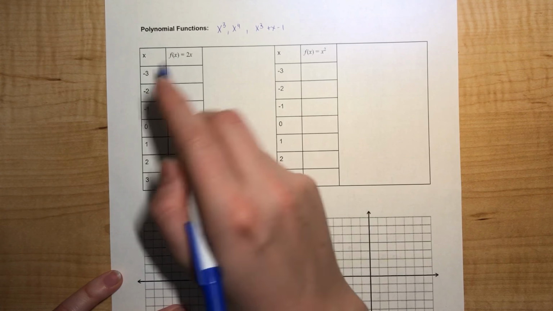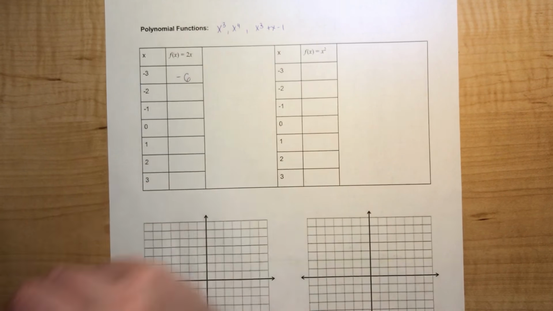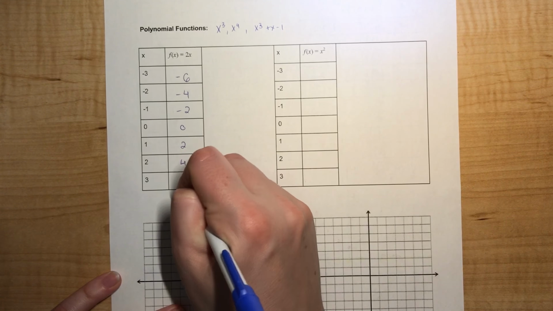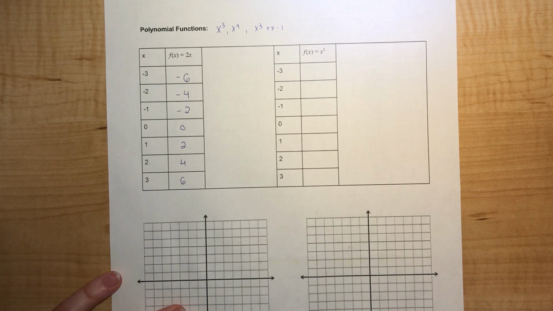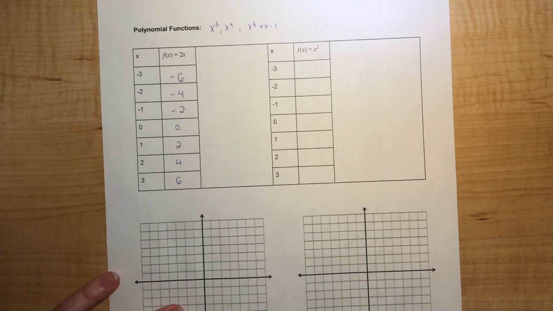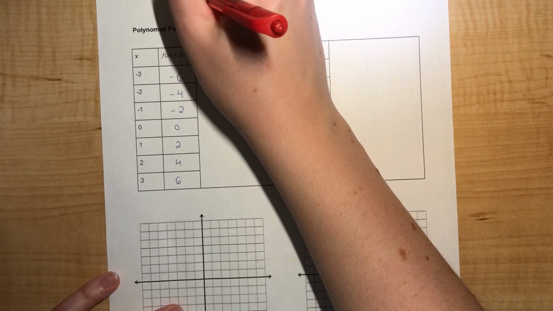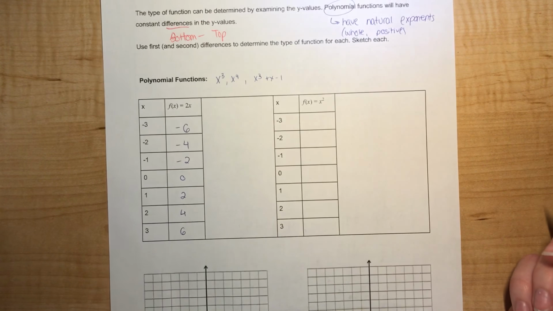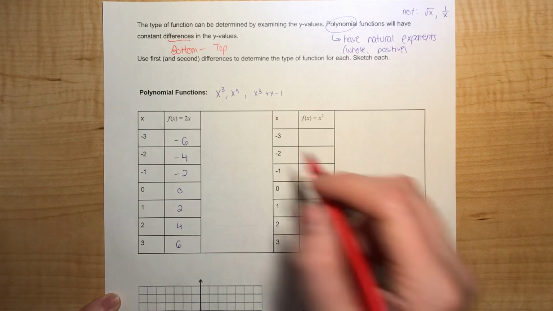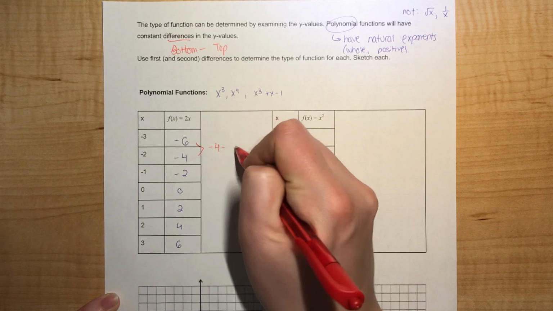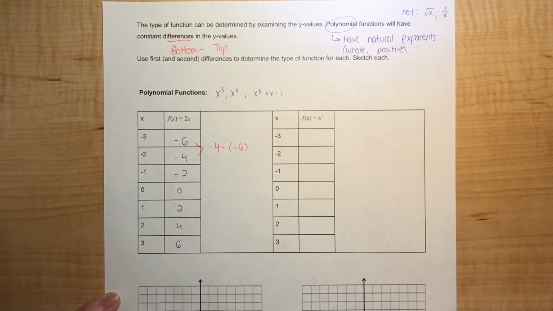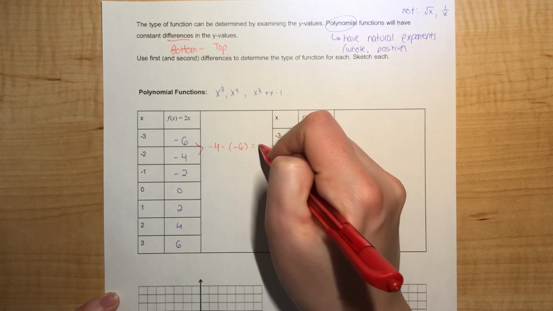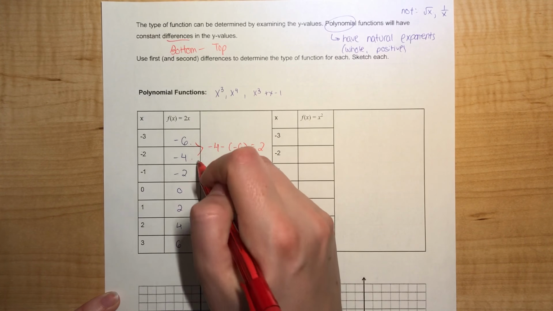So using the x value of -3, 2 times -3 is -6. Just gonna complete this. Now our first differences are coming from subtracting our y values. You have to make sure you do the bottom minus the top. So for each pair that we're looking at, we take the bottom number, subtract the one above, because we're trying to see what's the change from -6 to -4. So when we subtract these, we get 2, and that looks good, we're increasing by 2.